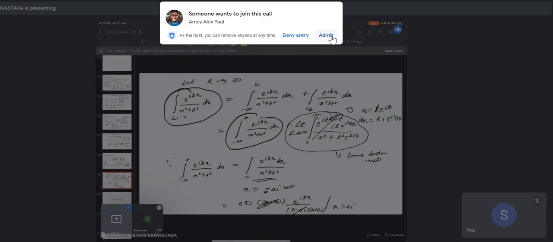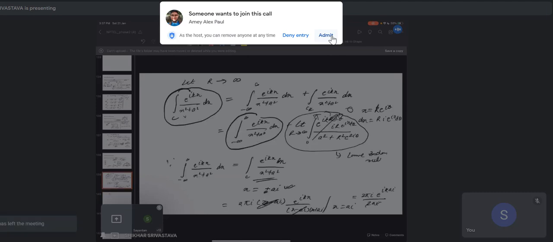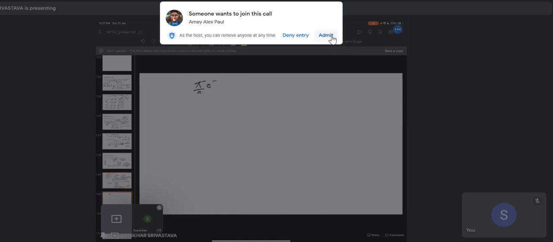This will cancel. So it will become 2 pi i times e^(ika times iota) divided by 2ai. So 2i cancel. So it will become pi by a times exponential of iota square, which is minus, so minus k. Okay, so your integral from minus infinity to infinity of e^(ikx)/(x square plus a square) dx is this.